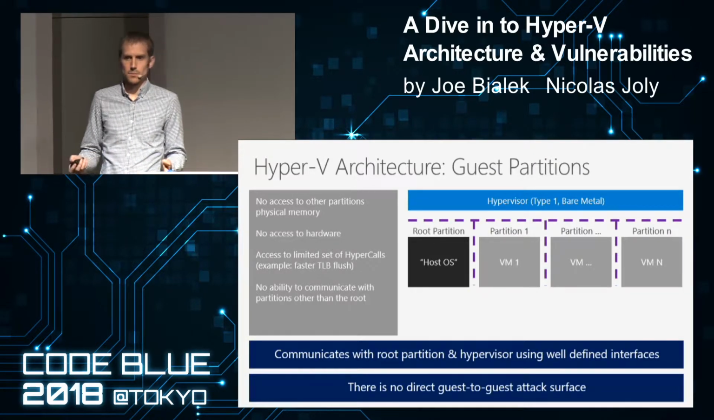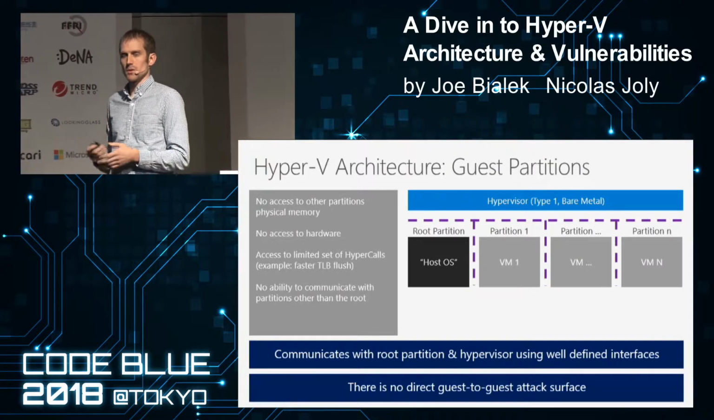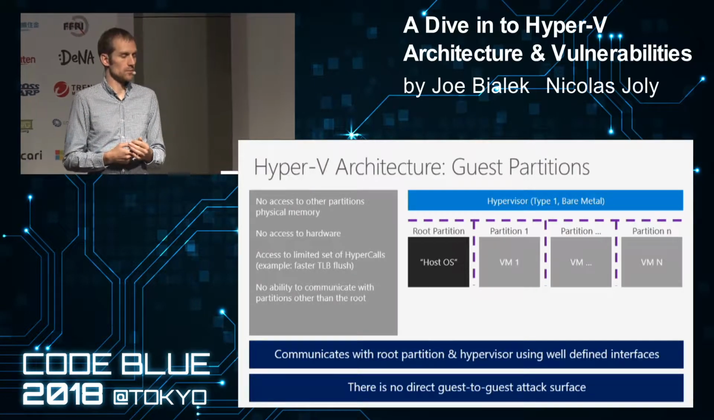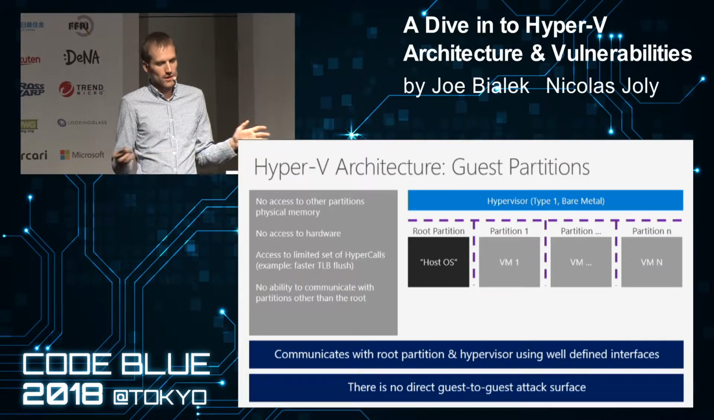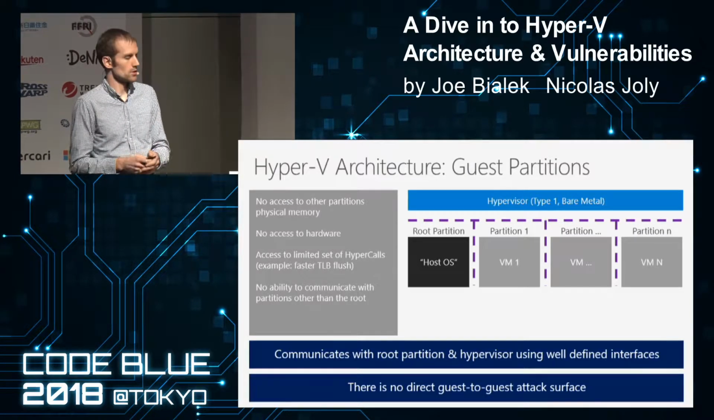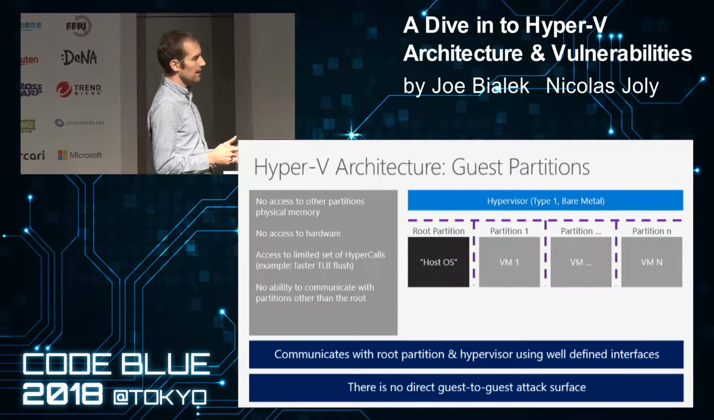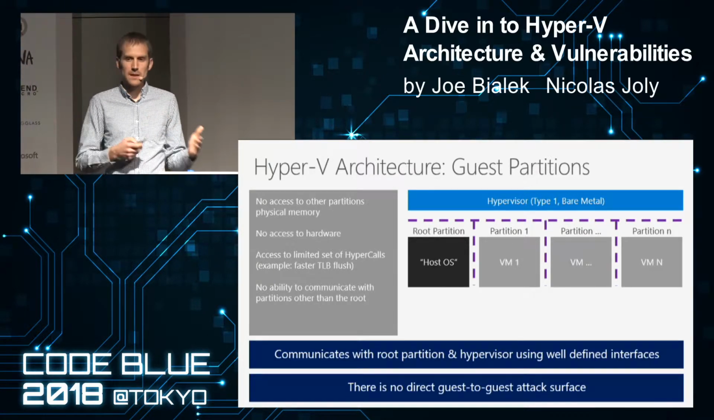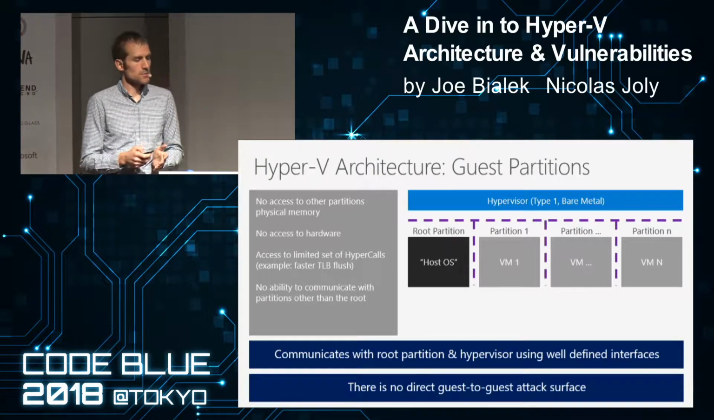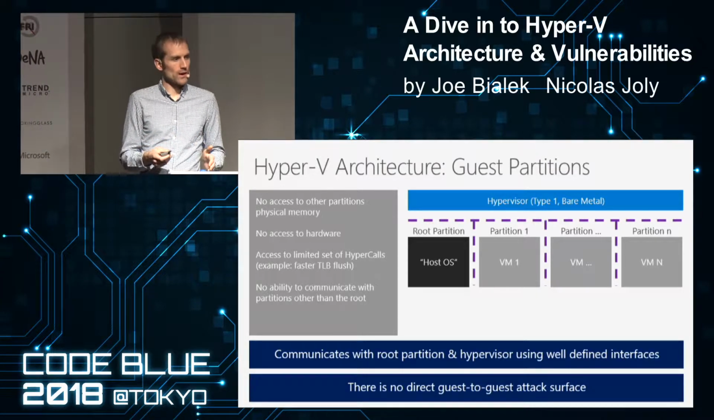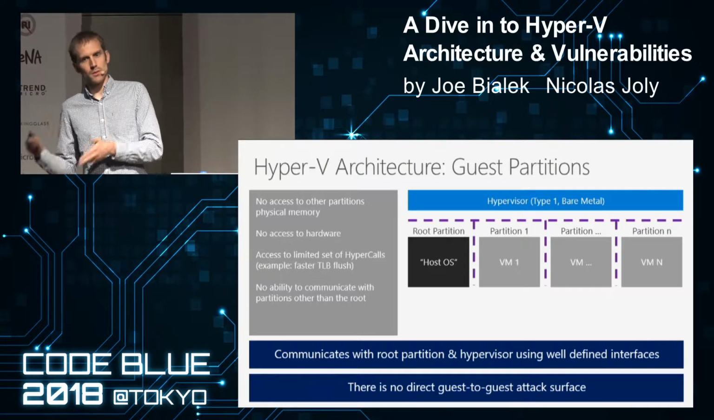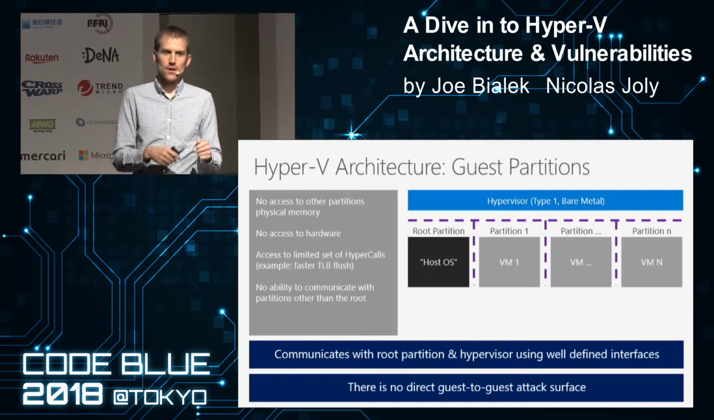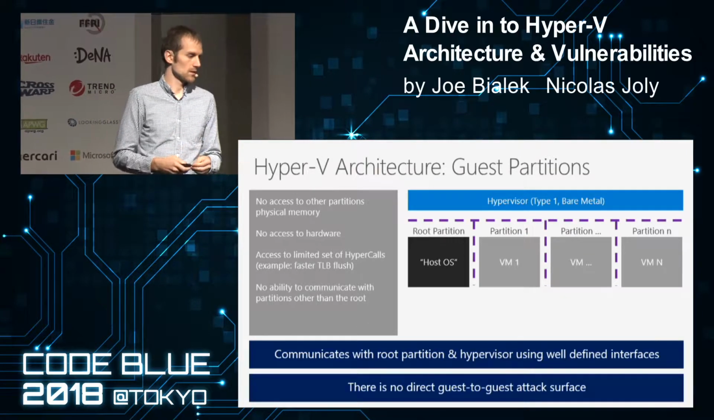And last, we have the guest partitions. These are the actual virtual machines that are running in Hyper-V. Now, these partitions really don't have access to each other's physical memory. They don't have access to the hypervisor's physical memory, the root's physical memory, or any other partition's physical memory. They don't have any way that they can directly communicate with any of the other partitions either, except for the root partition. So in Hyper-V, there really is no direct attack surface from a guest to another guest. All of the attack surface is from the guest to the hypervisor or from the guest to the root partition.